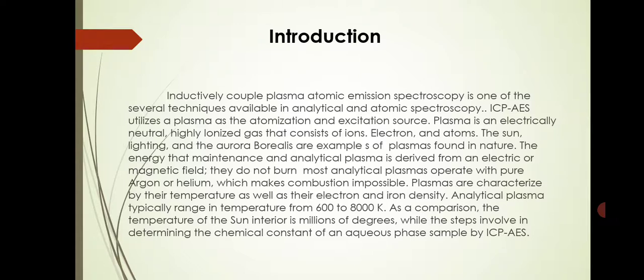The energy that maintains an analytical plasma is derived from an electric or magnetic field. They do not burn. Most analytical plasmas operate with pure argon or helium, which makes combustion impossible. Plasmas are characterized by their temperature as well as electron and ion density. Analytical plasmas typically range in temperature from 6000 to 8000 K. As a comparison, the temperature of the sun's interior is millions of degrees. Next, the steps involved in determining the chemical constituents of an aqueous phase sample by ICP-AES.